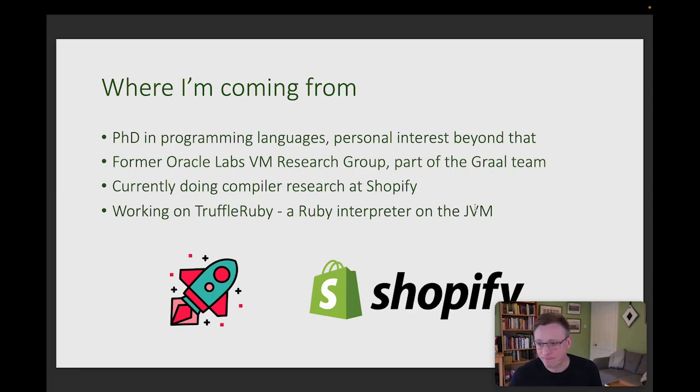I'm formerly from the Oracle Labs VM research group, part of the Graal team. Graal is a new just-in-time compiler for Java that aims to be really high performance and give many more options for how we optimize and compile our applications.